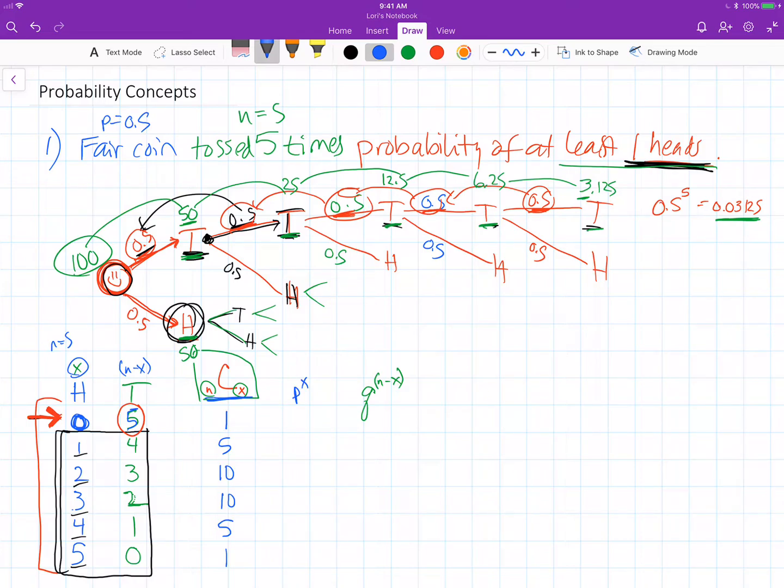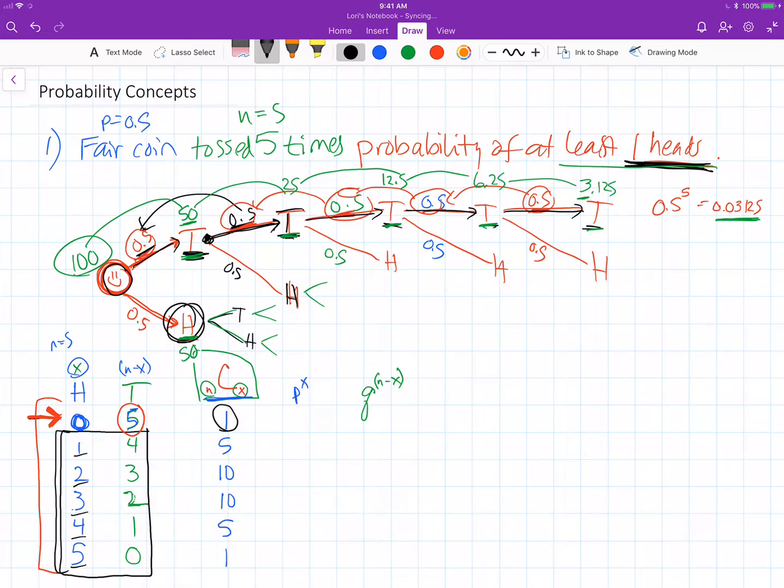And if you think about it, we really just proved that there's only one way of doing this where we have 5 tails in a row. You have to get a tails first, and then a tails second, and then a tails third, and then a tails fourth, and then a tails fifth. That's the only possible pathway that you can get 5 tails.